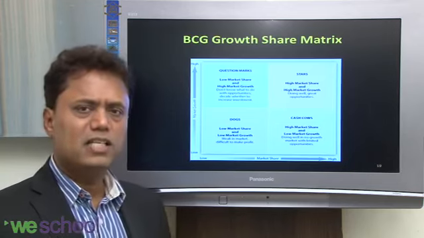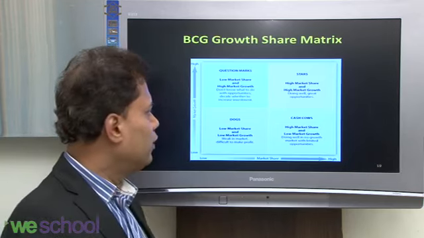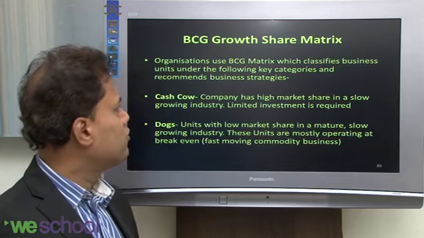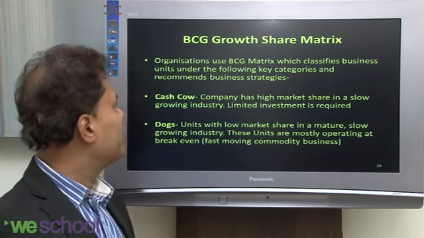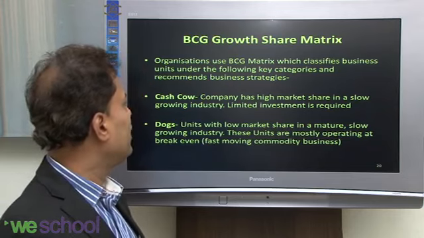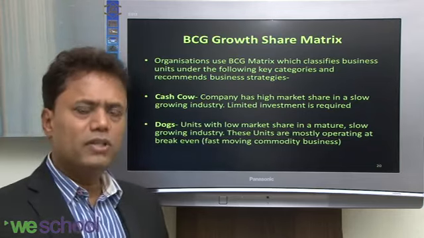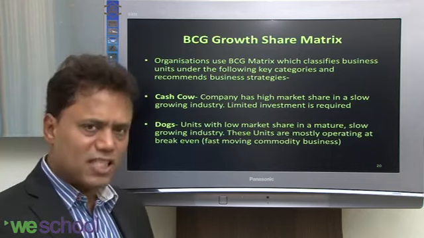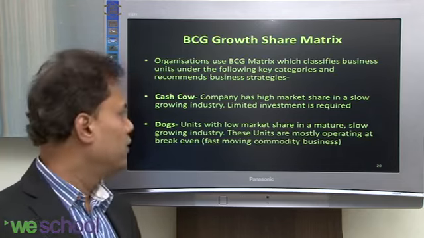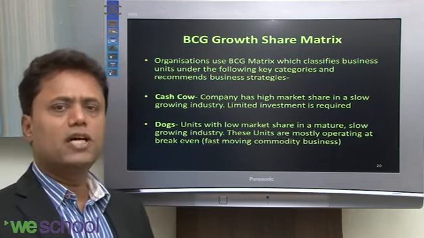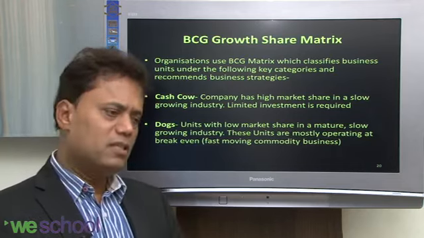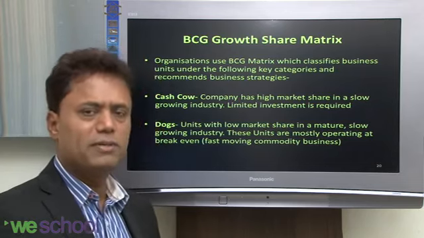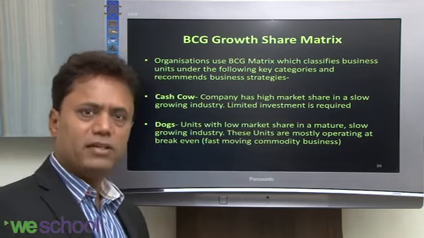A detailed analysis has been given in the book, and I would be glad to explain further. Organizations use the BCG matrix, which classifies business units under these key categories, and then it will further recommend your business strategy. That's what we've seen. It's an assessment tool, a baselining tool. Once you do the baselining, you will come to know how you should devise your strategy at a corporate level, and how you need to expand your business. I need to grow. Should I have an M&A strategy?